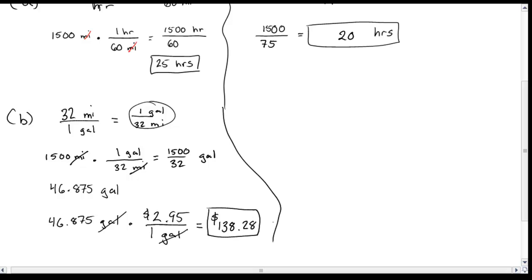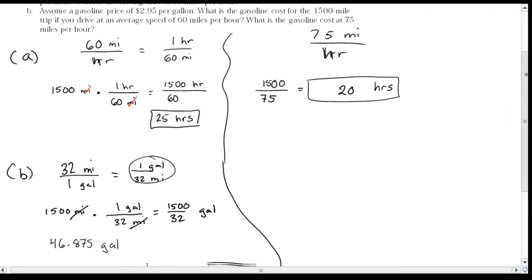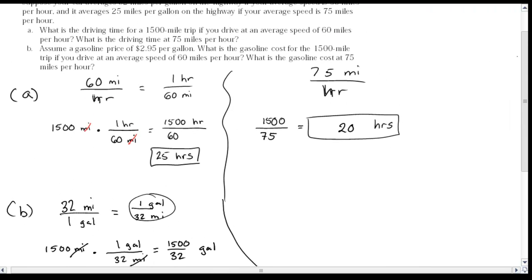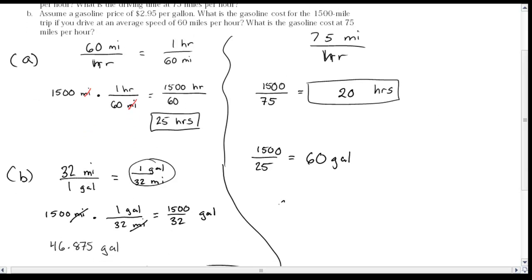So when we do the 75 miles per hour side, well, having done this 60 mile per hour case, it should make this other one easier. The other one was 25 miles per gallon, so I'm going to take 1,500 divided by 25, and that is 60, which means I use 60 gallons of gas. So 60 gallons of gas times $2.95 a gallon, that's $177.